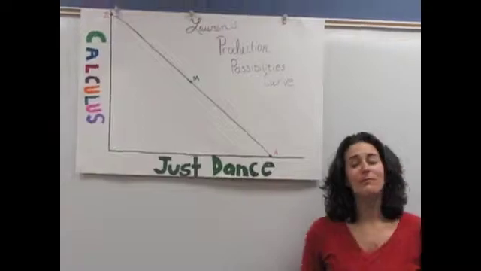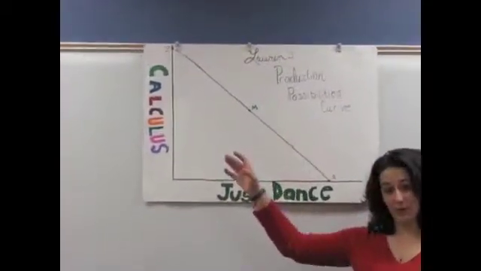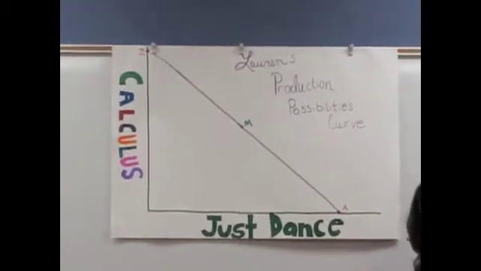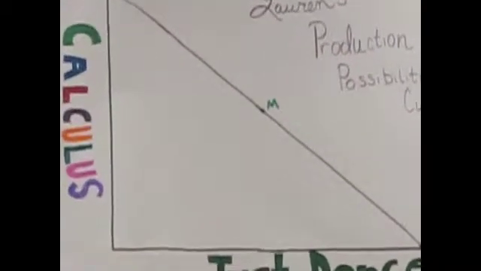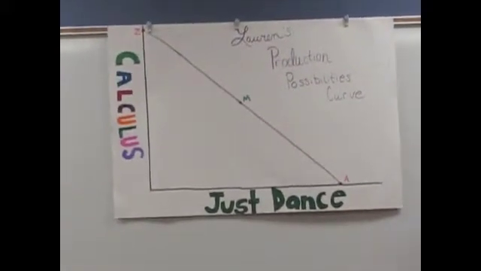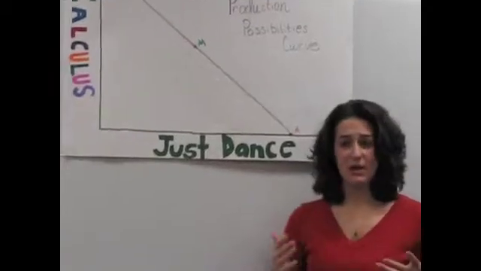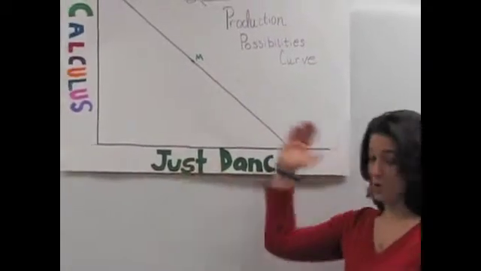Now, at point M, right in the middle, Lauren is producing both Just Dance and calculus. She's able to do this because she's using both her time and her resources in a half-and-half manner. So, why is her curve a straight line? Because it's only one person, and since there aren't any other variables involved in that, it's just a straight line.